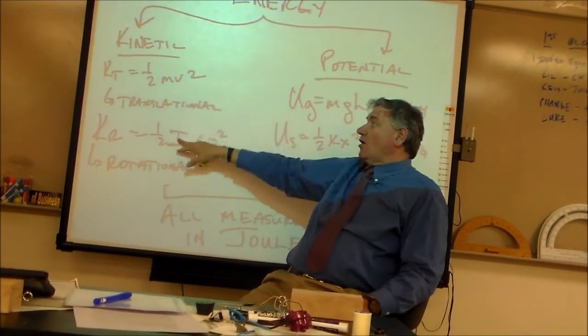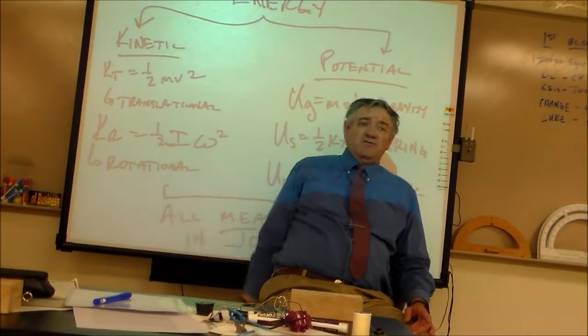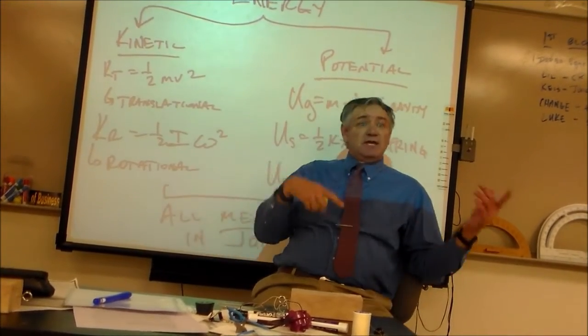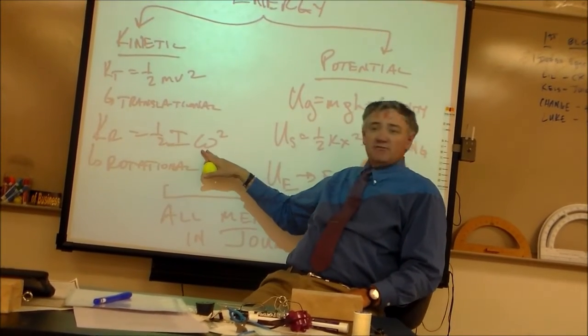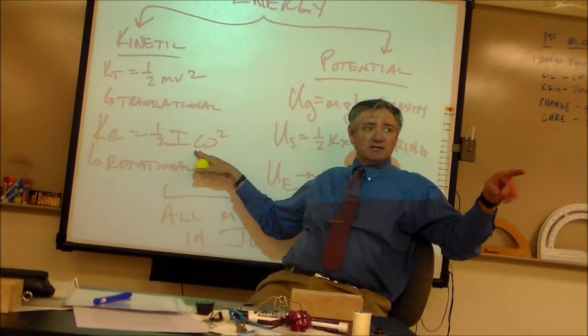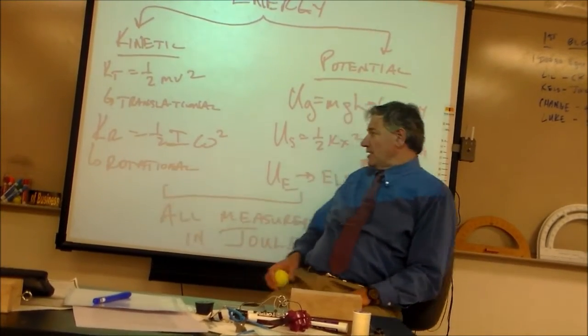So all forms of energy are scalar quantities because we can never make them negative. Okay? Because that's v squared. Even if you have negative angular velocity, you're still going to end up with positive rotational kinetic energy.